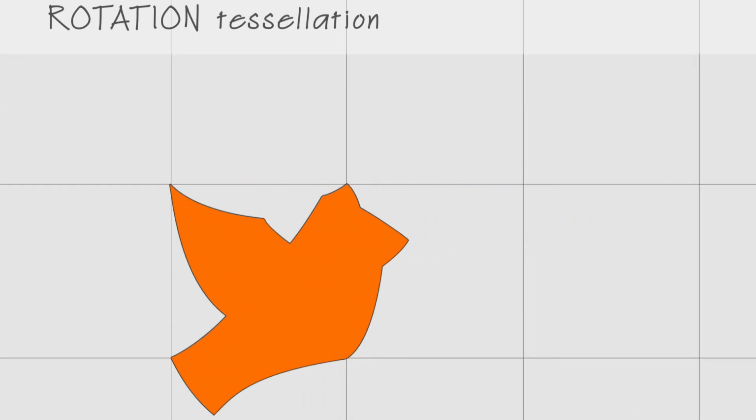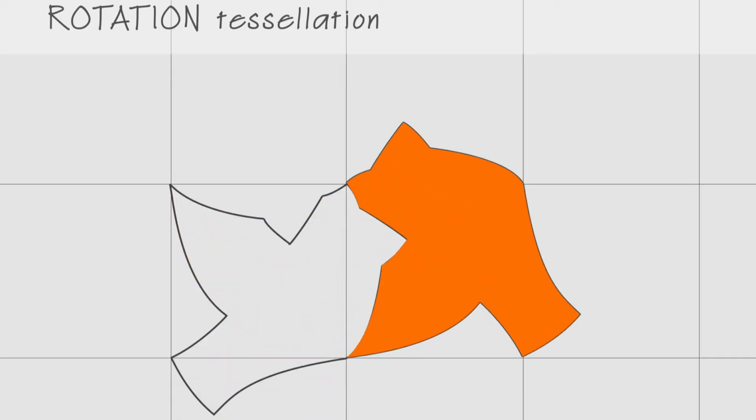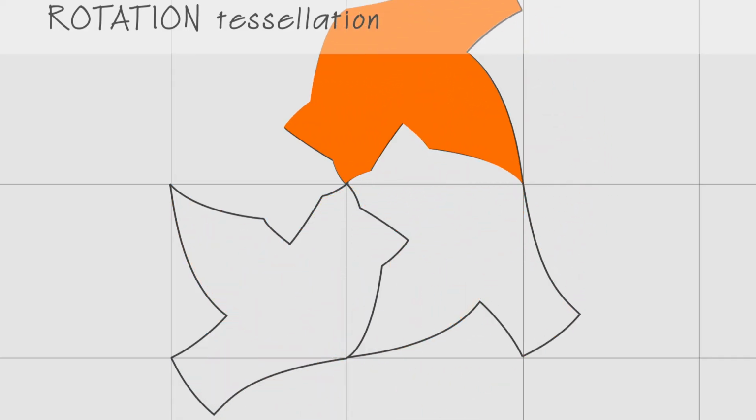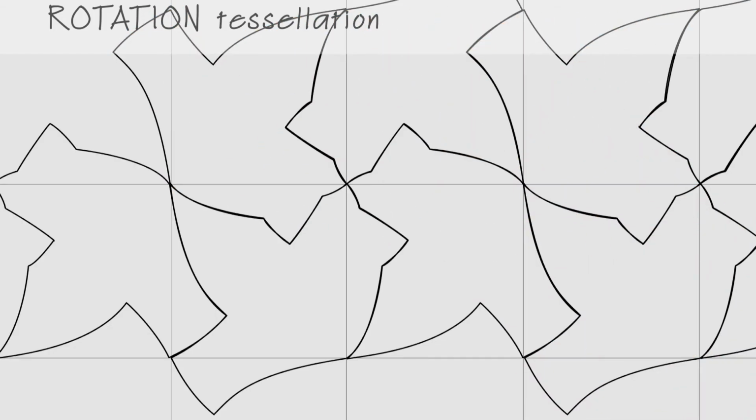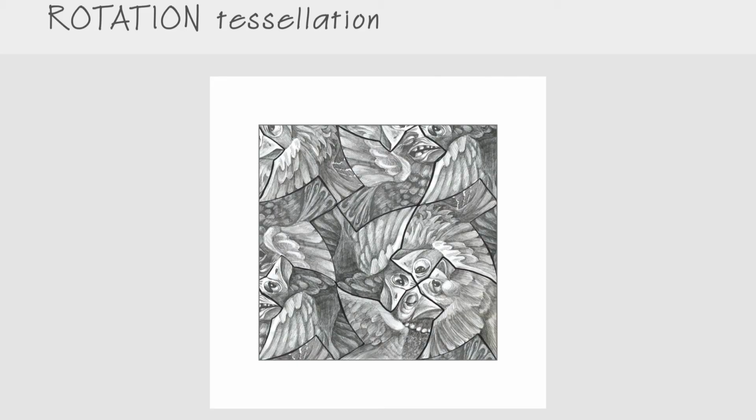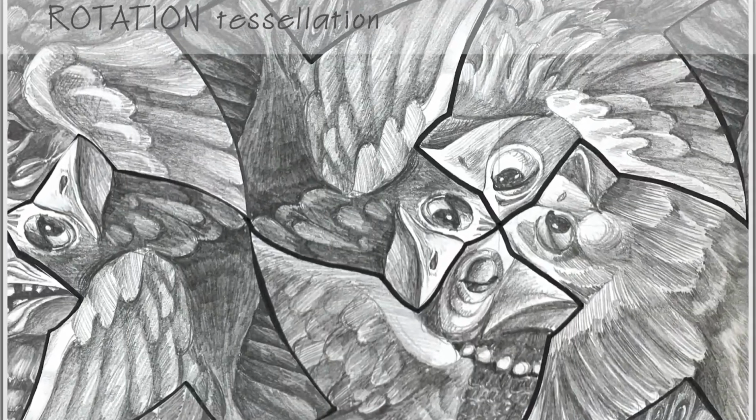Once the stencil is done, you're ready to create a tessellation pattern. Use a grid for better alignment. Then add details and color shading to the design.